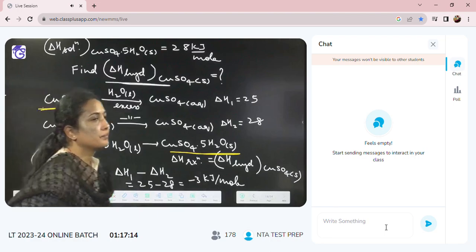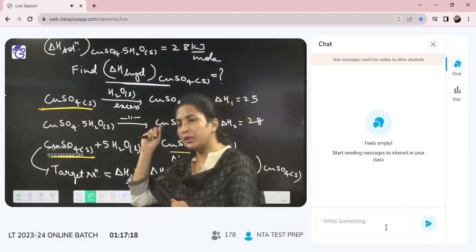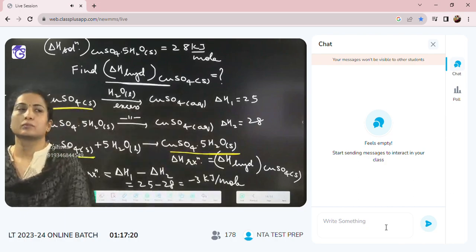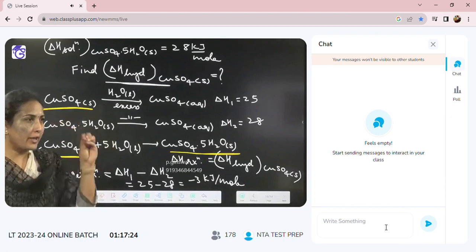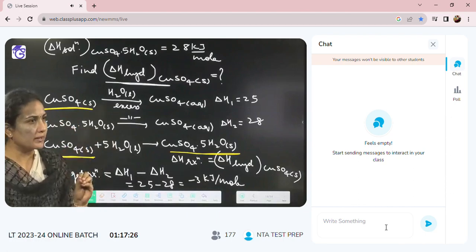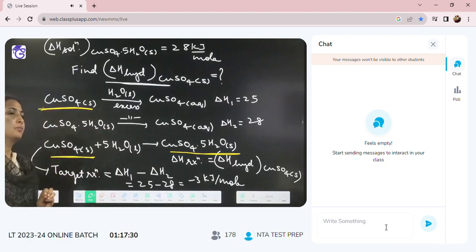Getting it? And all of you, please read whatever I have taught you in today's class also. Do not think only up to Hess law as the syllabus. You have read about enthalpy of neutralization and solution. Please revise this also. From that portion also you can expect some question. Are we able to get it?